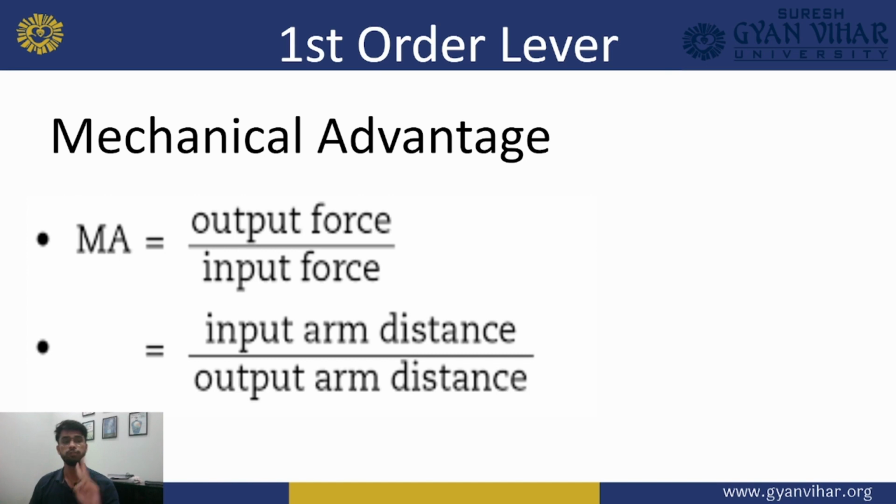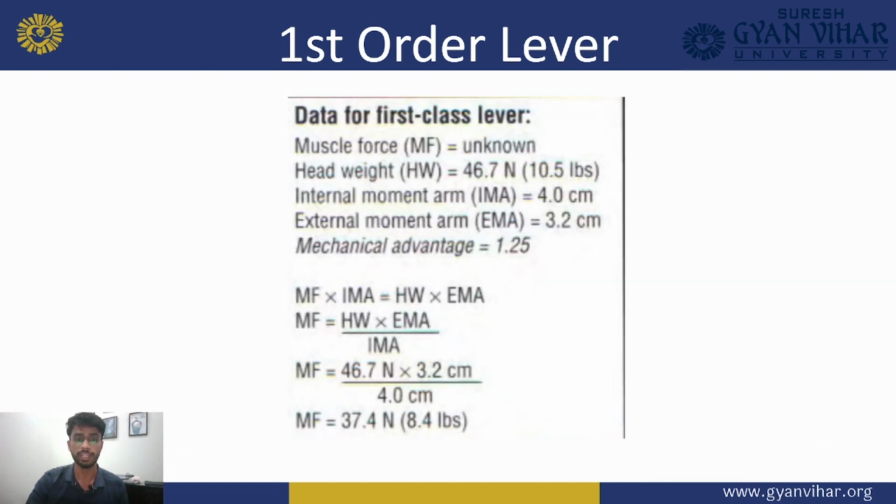There are basically two formulas for mechanical advantage. One is output force divided by input force, meaning the force that you are getting divided by the input force. Or it can also be found by dividing the internal moment arm by the external moment arm. As you can see here, the internal moment arm is 4 and the external moment arm is 3.2. So the mechanical advantage comes out to be 1.25, because if you divide 4 by 3.2, it is 1.25.